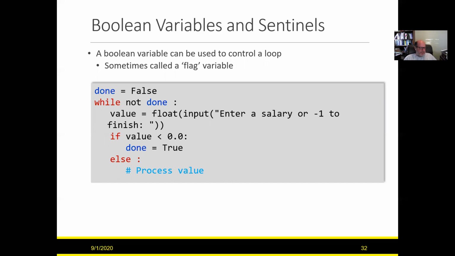We can set a Boolean variable. So we can say while not done, where we start with false. So not false is true. And we stay in this while loop till a condition happens. And if that condition happens, we can change our Boolean variable to true. So we can put that in there for the while loop.